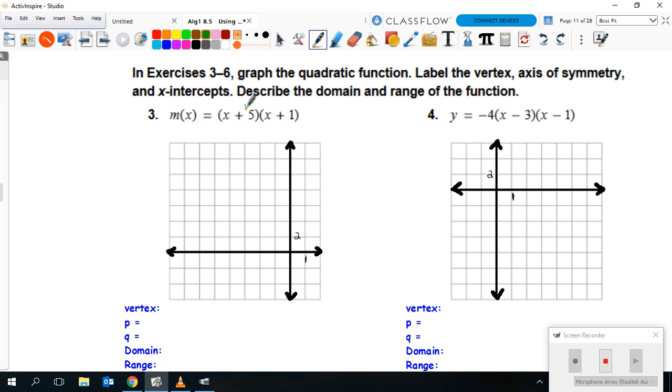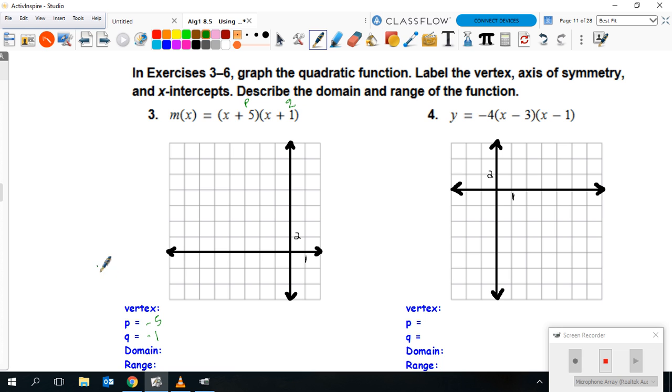So you can think of, okay, this is P and this is Q right here, but it's always the opposite of what they are. Because remember, if it was x plus 5, we're going to subtract 5, P would be negative 5. This one's going to be negative 1 for Q. So there's our P and our Q number.